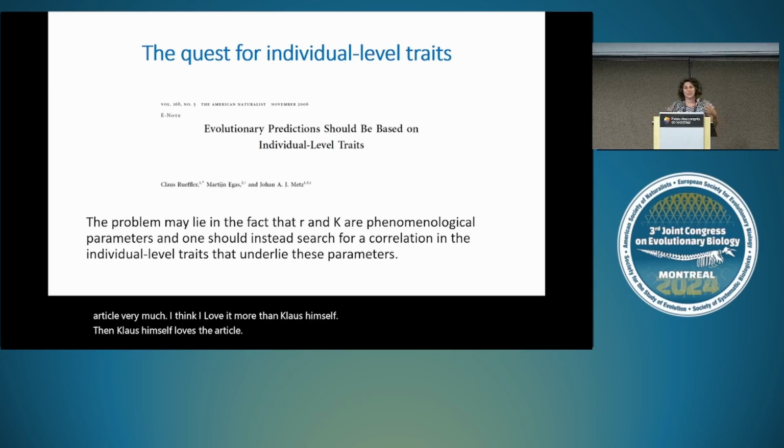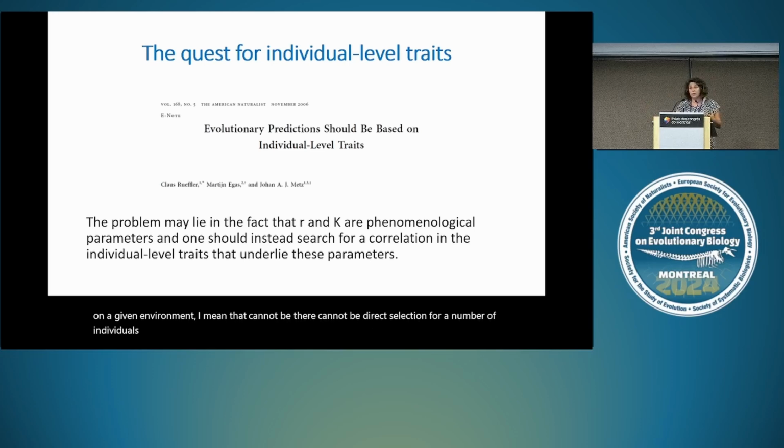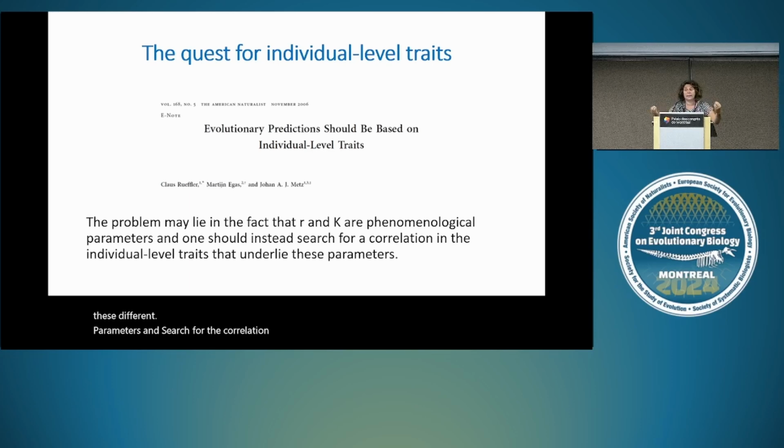So basically what Klaus argues here is that r and K are very phenomenological entities or parameters. So it's difficult to actually pinpoint what is actually being selected, right? Because if you think, for example, of the carrying capacity, it's a number of individuals in a given environment. I mean, there cannot be direct selection for a number of individuals in an environment, right? So we should really look for the traits that underlie these different parameters and search for the correlation among these individual traits that underlie these demographic parameters.